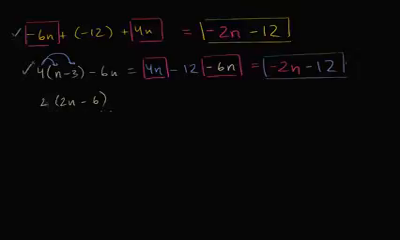Now let's check this one out. Let me just distribute the 2. 2 times 2n is 4n, and then 2 times negative 6 is negative 12. So this simplified to 4n minus 12, which is clearly different than negative 2n minus 12. So this one is not the same as the other two.